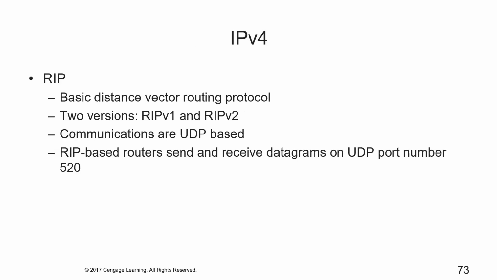In IPv4, you had RIP. It's a basic distance vector routing protocol. There's two versions of RIP. The first is version 1, defined in RFC 1058. It's written as RIPv1. The second is version 2, defined by RFC 2453, and it's written as RIPv2. Among all the other features in RIPv2, it added support for variable length subnets. I want you to note that RIP communications are UDP-based. So RIP-based routers send and receive datagrams on UDP port 520.